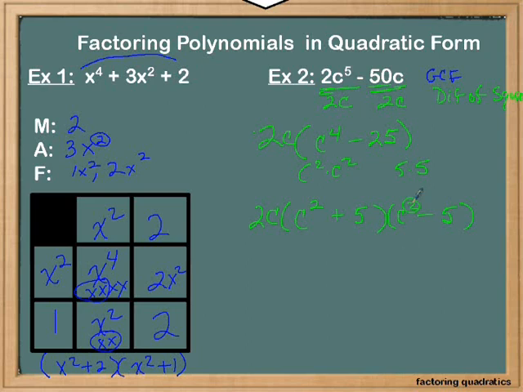Now because I have powers of 2, I'm going to look to see if I can break these down anymore. The c squared is a perfect square, but I have a plus sign. When you have a plus sign, you are done with the problem. You cannot break it down anymore. Over here I do have a subtraction sign, so maybe it's a difference of squares. The c squared is a perfect square. However, the 5 is not a perfect square. Therefore, my final answer is simply going to be the 2c times c squared plus 5, c squared minus 5.